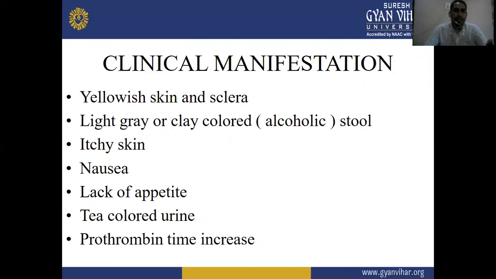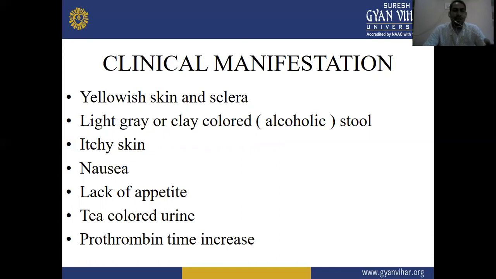Next one is clinical manifestation. What are the clinical manifestations of jaundice? First one is yellowish skin and sclera, due to increased level of bilirubin in the bloodstream, showing yellowish discoloration in skin and sclera.